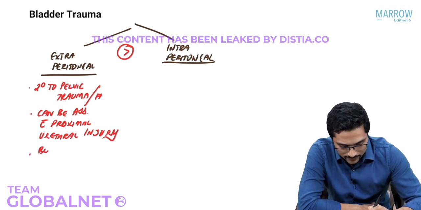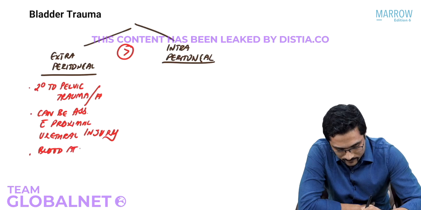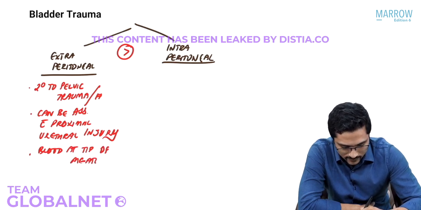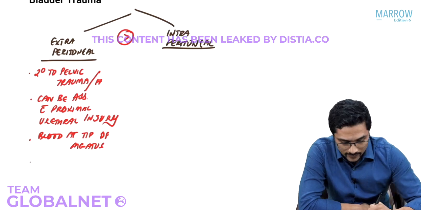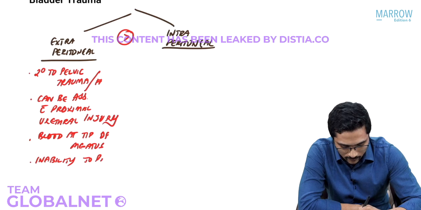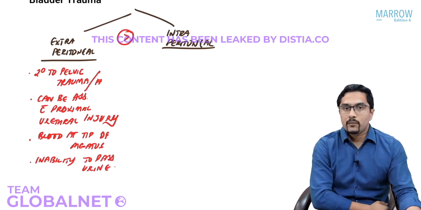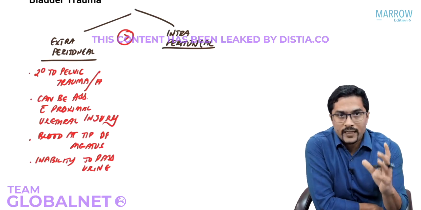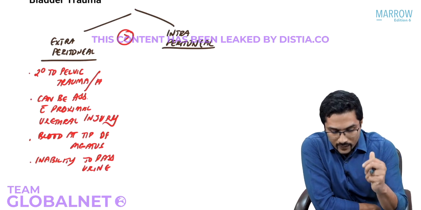There can be blood at the tip of meatus in these patients. There will be inability to pass urine, and there can be a deep perineal hematoma present in these patients as well. So these are the features of extraperitoneal rupture of bladder.